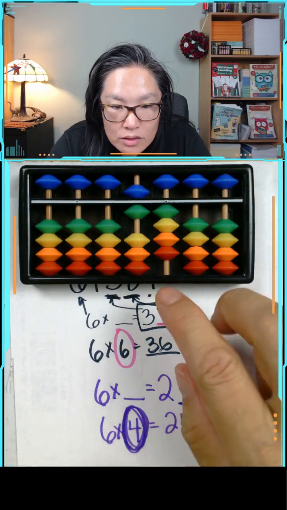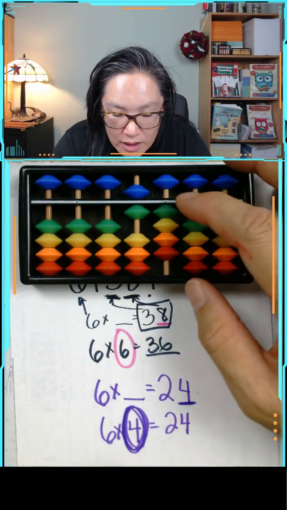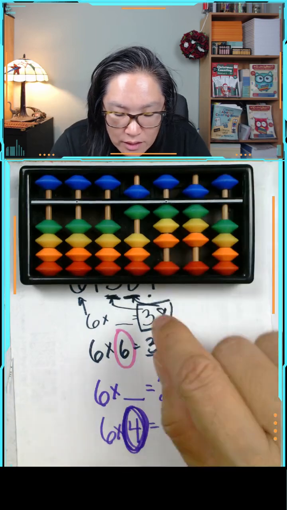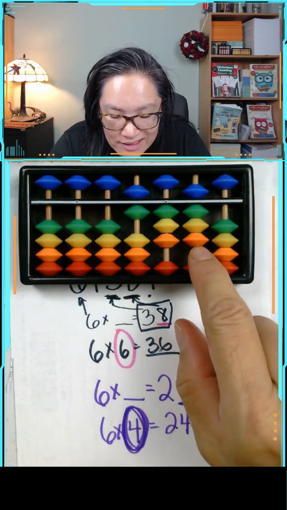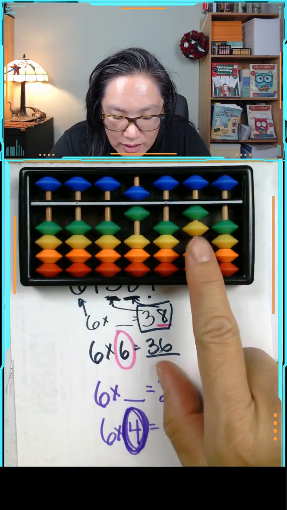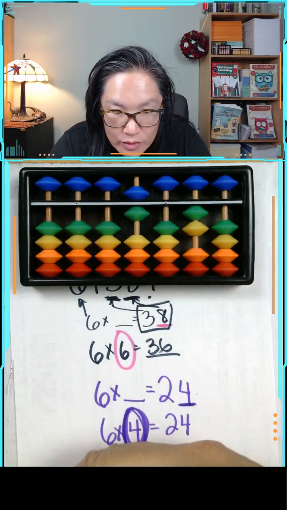So we took away, we had 38, and we took away 36. We take away 3, we take away 6. We're left with 2. That's where the 2 comes from.